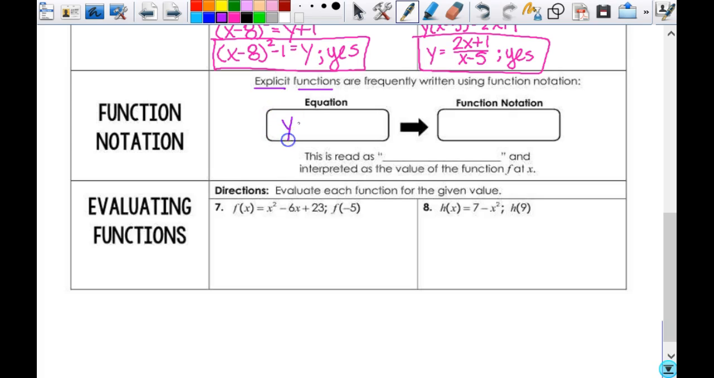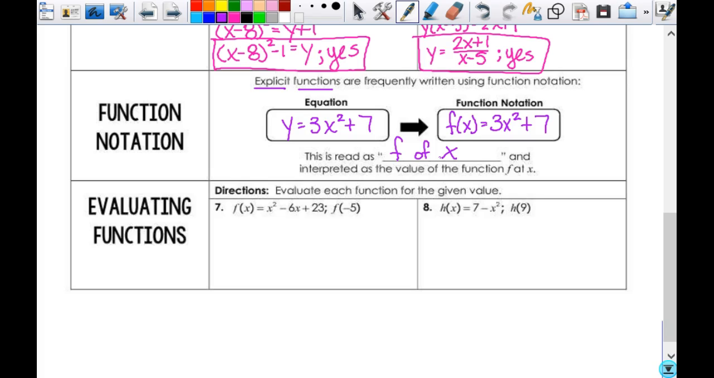So if I have y equals 3x squared plus 7, and I want that in function notation, what's the only thing that changes? The y, and it becomes what? F of x. So this is just f of x equals 3x squared plus 7. So then it says this is read as f of x. And again, if that's brand new, then I'm really worried because that's something that you've known forever.